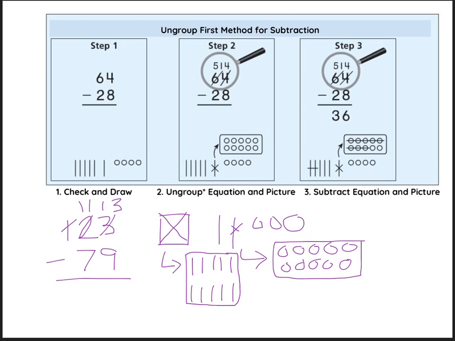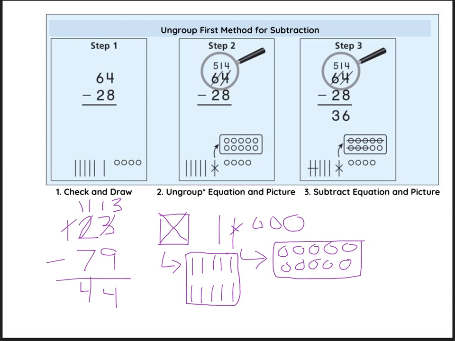The last step is to subtract, and I can subtract from my equation and I can subtract from my picture. So I can see I have 13 ones, subtract 9 ones would be 4 ones. And I can see I have 11 tens and I need to subtract 7 tens, and that would be 4 tens. And I have no hundreds, so I don't have to worry about that.